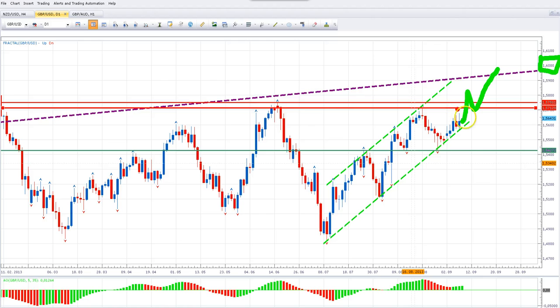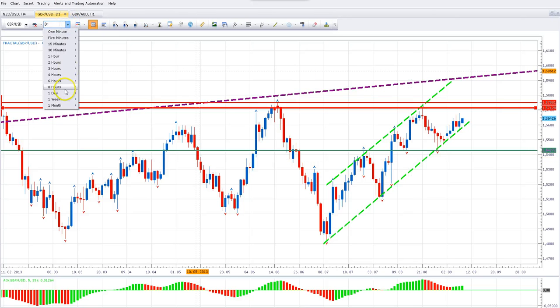Now, if we don't break those red lines and we break the channel and the support, I gladly trade it to the downside. So those are my key levels. All right, this is the cable, pound dollar. We can take a look at the weekly chart.